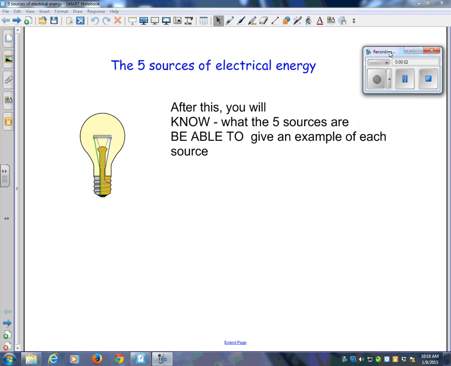So today, after we're done here, you're going to know what the 5 sources of electrical energy are. It's on the board, it's up there.